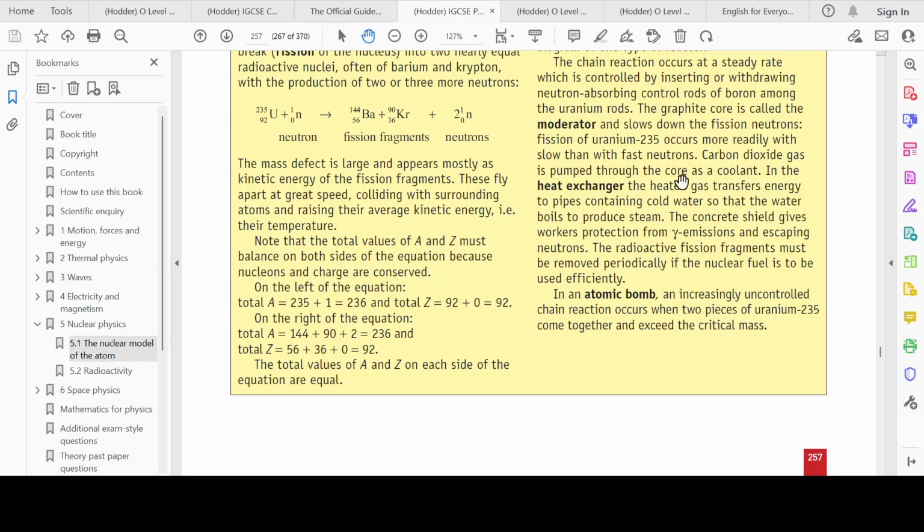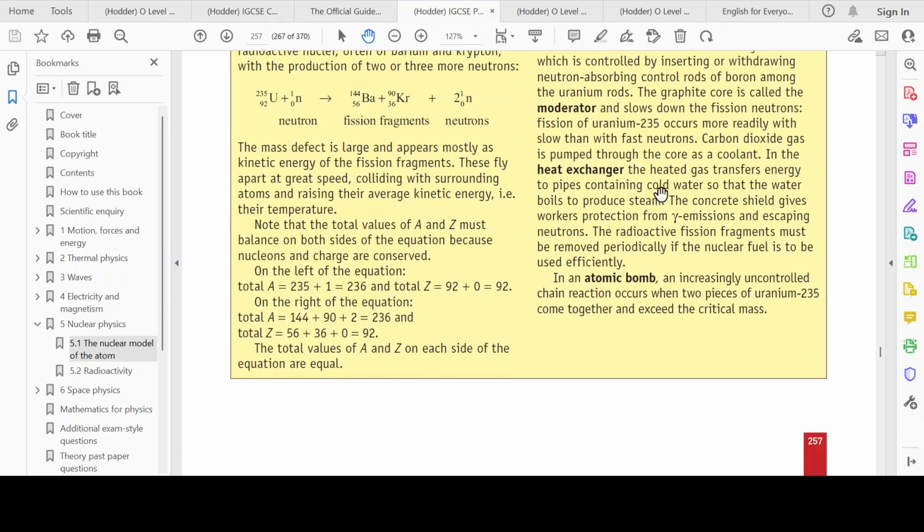Carbon dioxide gas is pumped through the core as a coolant. In the heat exchanger, the heated gas, the carbon dioxide, takes up the heat, keeping the system cool. The heated gas transfers energy to pipes containing cold water so that the water boils and produces steam. And then that goes and turns the turbines. The concrete shield gives workers protection from gamma emissions, we'll talk about that later, and escaping neutrons. The radioactive fission fragments, the barium and krypton, must be removed periodically if nuclear fuel is to be used efficiently.